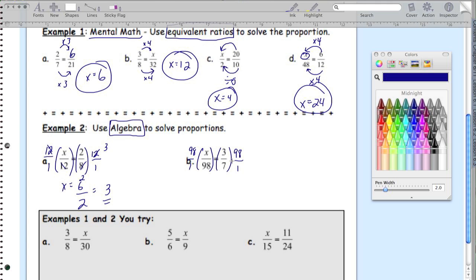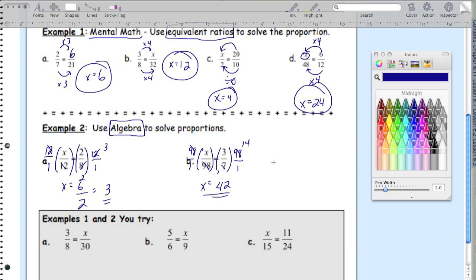Okay? And then here, I can check and see. We are allowed to use calculators in this chapter. So I can see if 7 does go into 98, and it does. It goes in 14 times. 3 times 14 is 42. Just double checking. And that's our answer there.